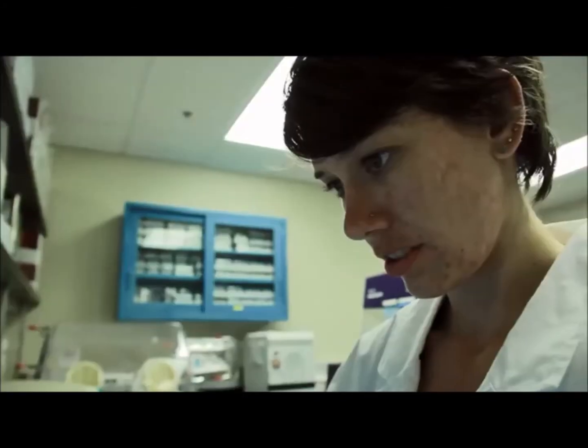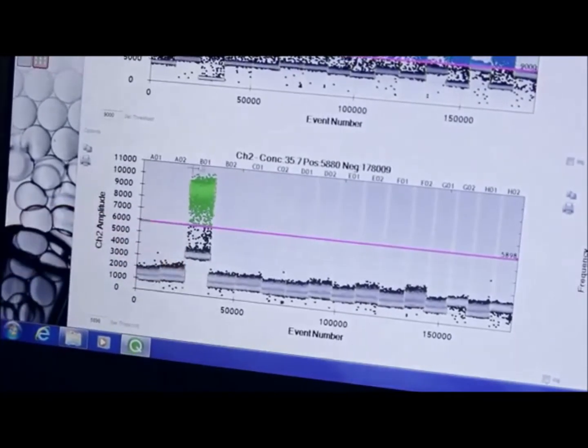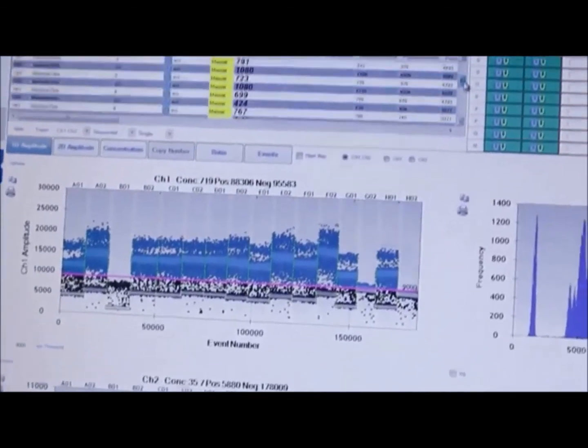So the results we're getting with the droplet digital PCR are more reproducible than qPCR and also more robust against inhibition. And so we're very happy about these two. That's what we set out to do.